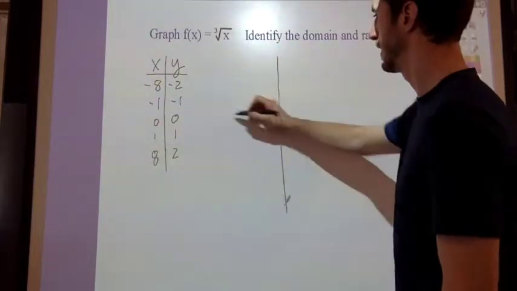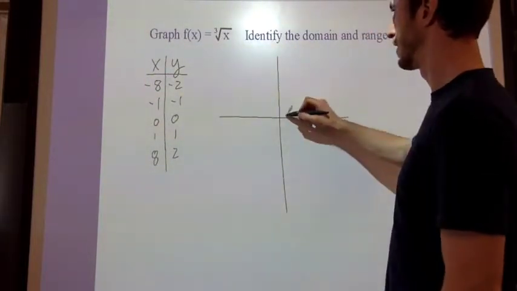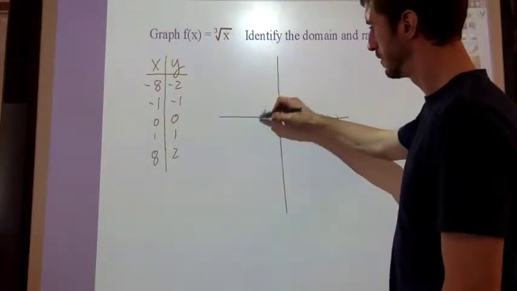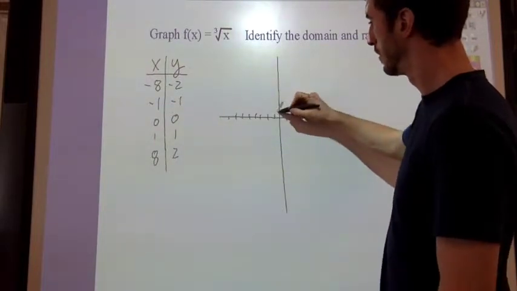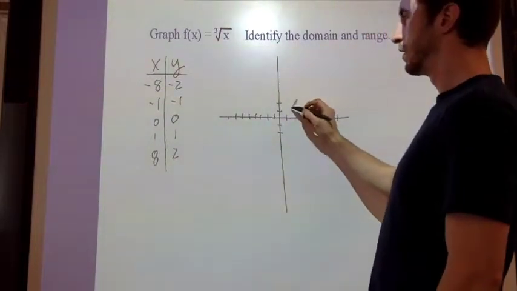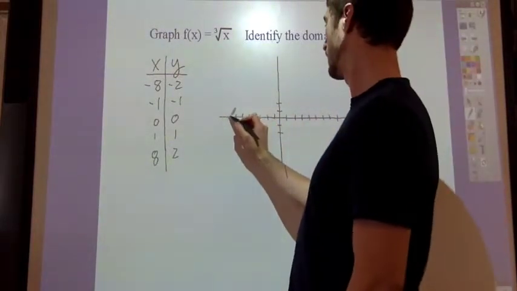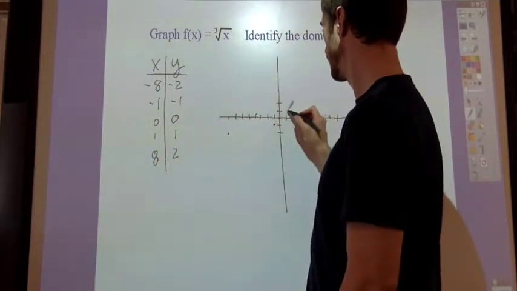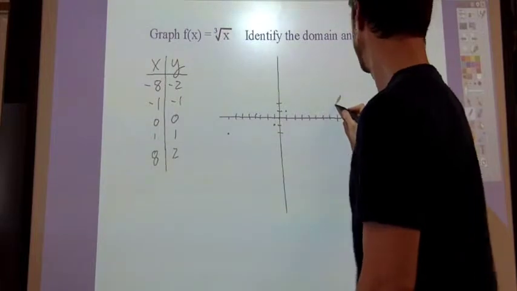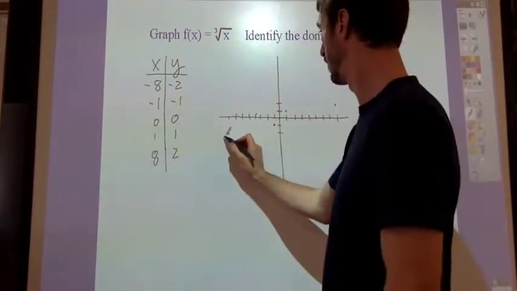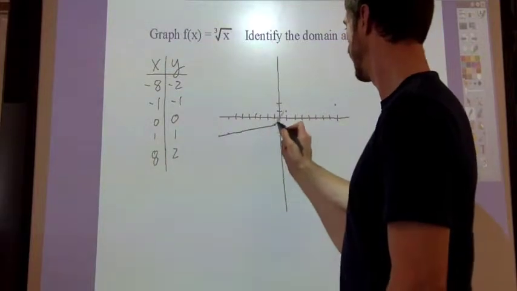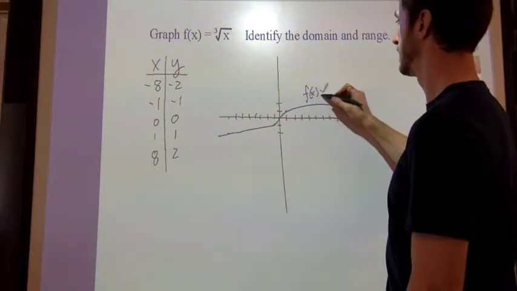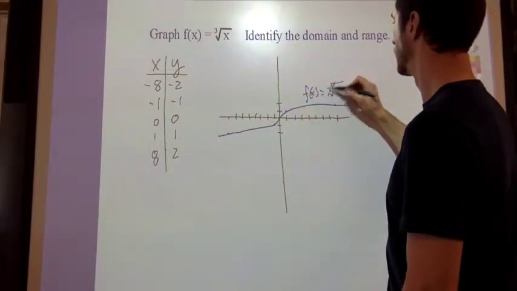And so what this looks like, I'll go ahead and mark it up to 8. 4, 5, 6, 7, 8. 2, 3, 4, 5, 6, 7, 8. 1, 2, 1, 2. Okay, so down at -8, I've got a point at -2. Here at -1, I've got a point at -1, 0, 0, 1, 1, and then 8, 2. And my graph looks like that. This is f of x equals cube root of x.